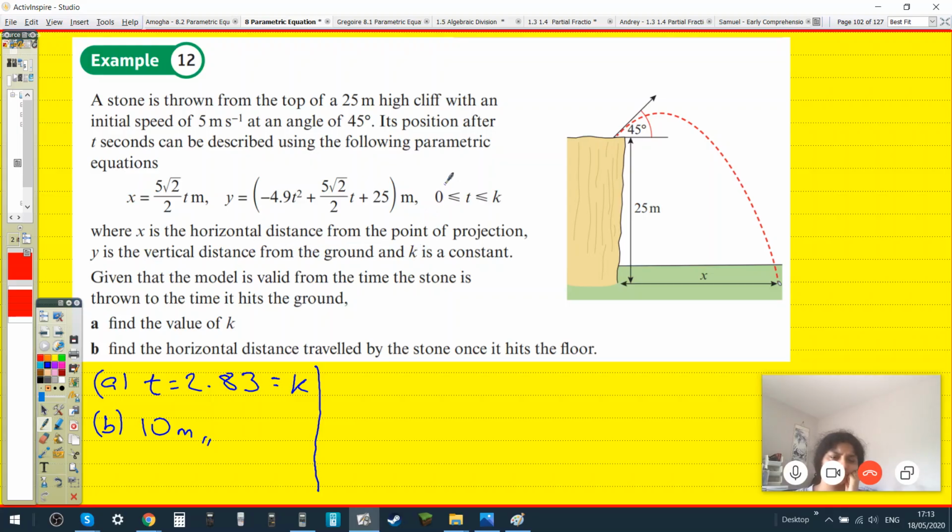K is a constant, so the time is between 0 and K. Oh, excuse me. So a stone is thrown from the top of a 25-meter high cliff. Initial speed of 5. That is position after t seconds. So x is its x coordinate. Y is its y coordinate. Where x is the horizontal distance from the point of projection. Y is the vertical distance from the ground. Yeah. Maybe it is.